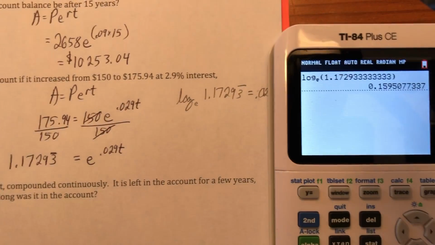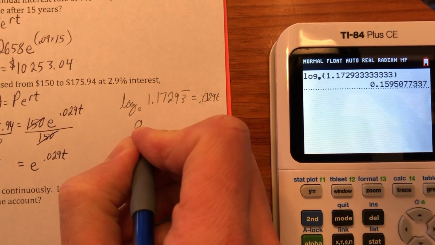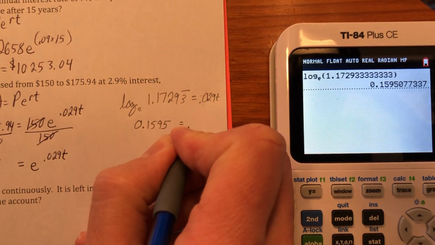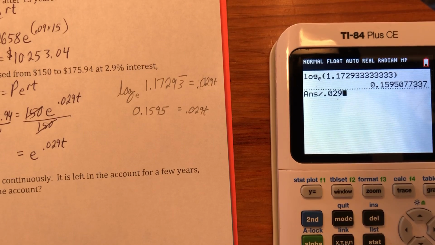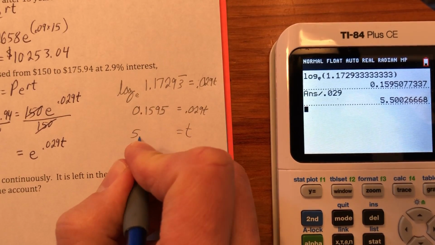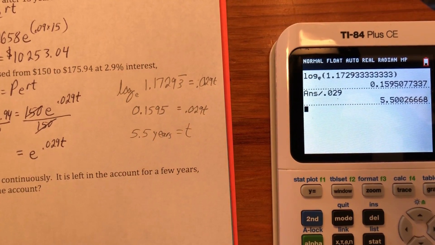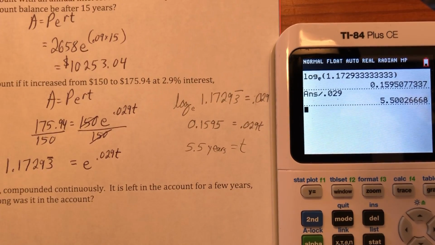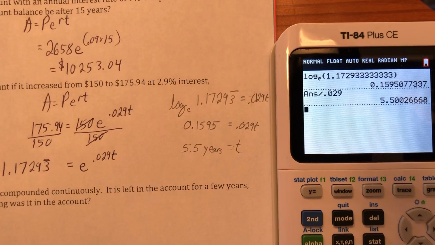This is something that didn't seem right. So this is 0.1595, I'll stop there, equals 0.029 T. We're going to divide that by 0.029. And there we go. T equals 5.5 years. Now, there's a logical place to round that, and it's not always that neat and pretty, but in this case it is. I wrote that in pencil because I had every intention of erasing it, but I'm not, because we're not wrong.